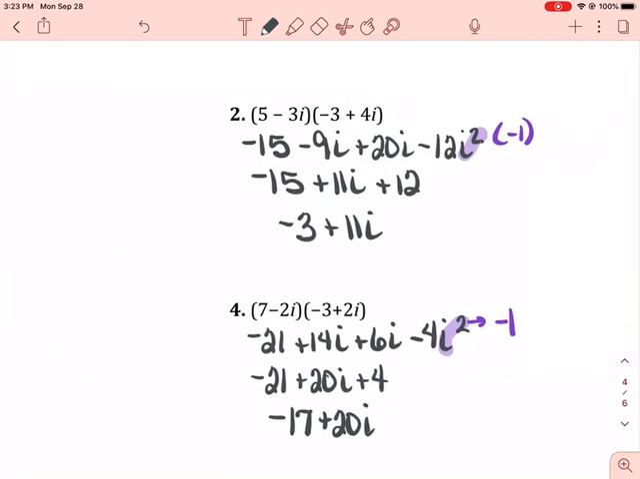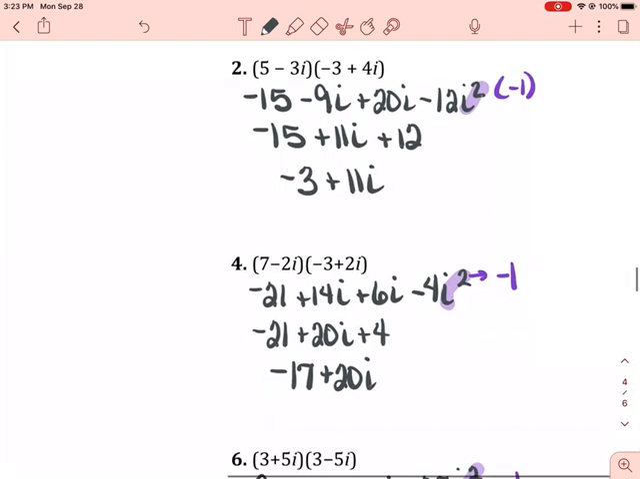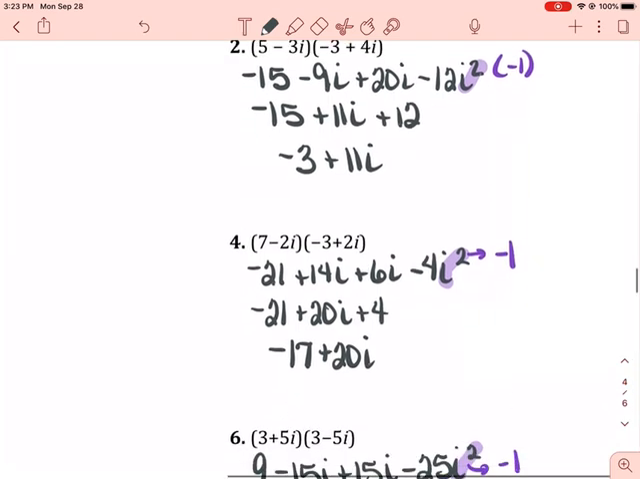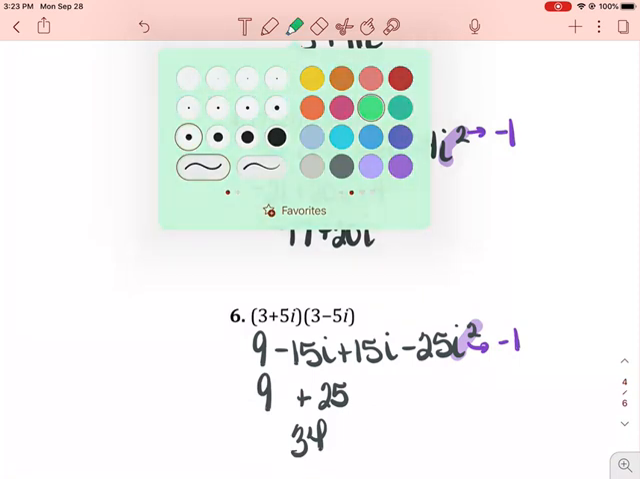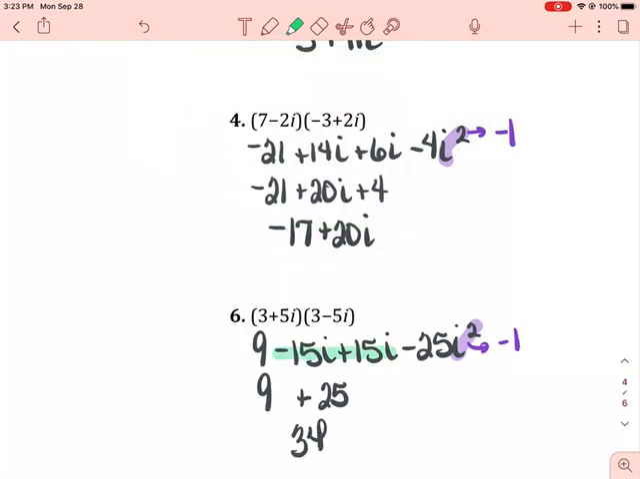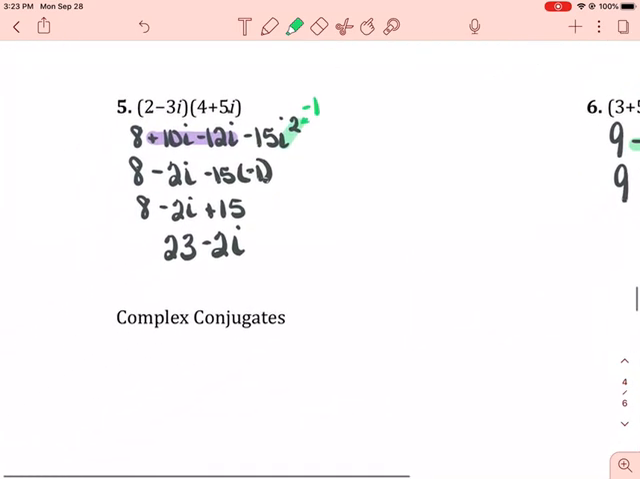All right, so 2, I got negative 3 plus 11i. 4, I got negative 17 minus 20i. And 5 is 34. Notice in 5 that the middle term here, the i's cancel out. Okay, and that's important because that has a name. That is called a conjugate.